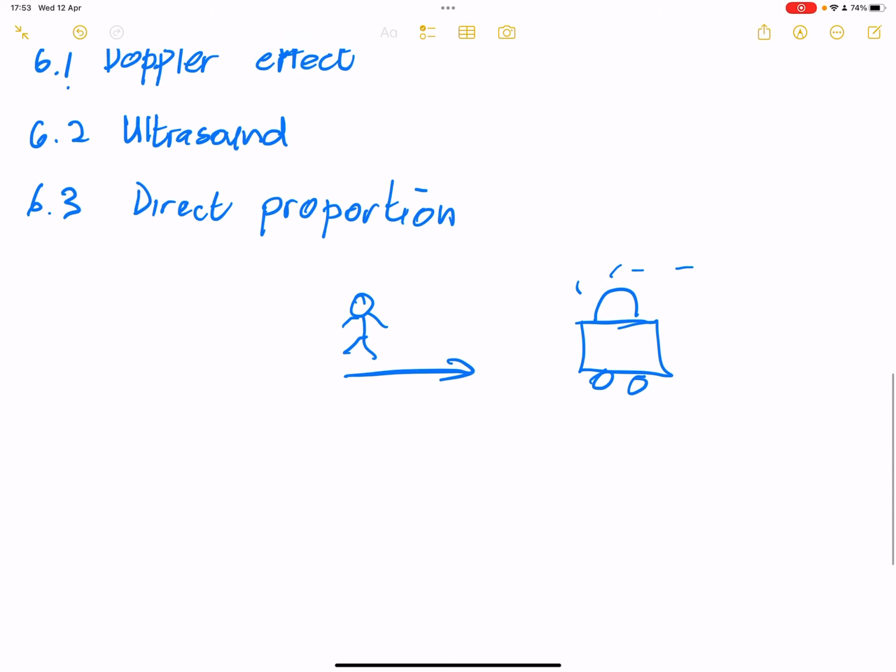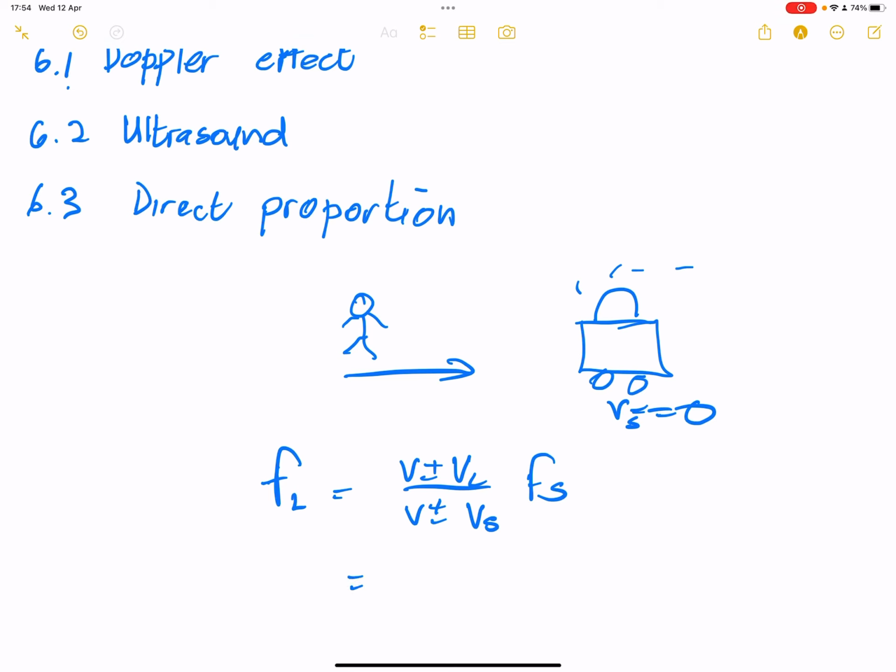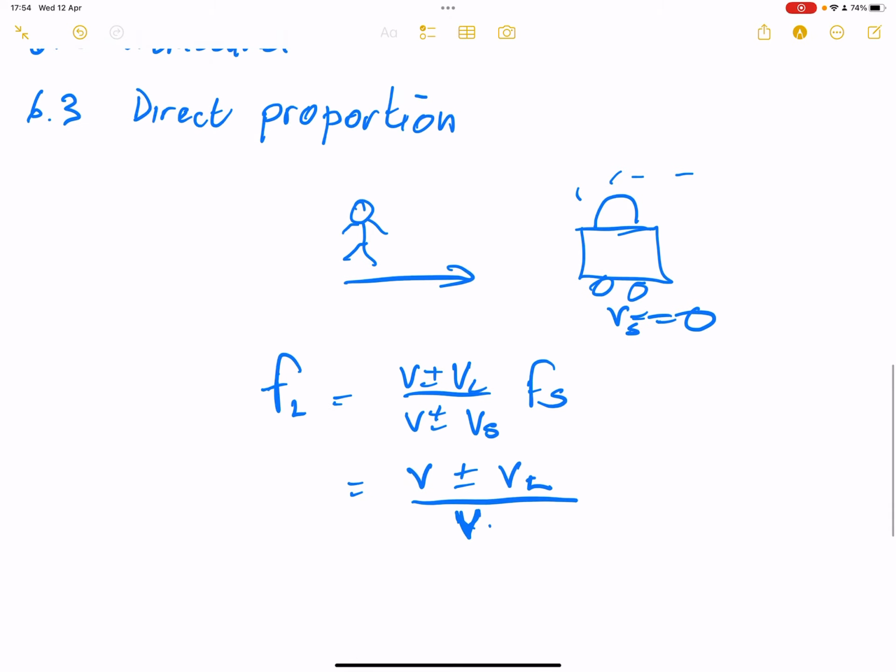So obviously we are going to use, and I want you to note, FL is equal to (V plus/minus VL) over (V plus/minus VS) times Fs. Now, remember, we said one of the things has to be stationary. In this case, it's the source that is stationary, so it means that Vs is 0. Already, this tells you that you have one variable out. Because Vs is 0, it's just simply going to be over V.